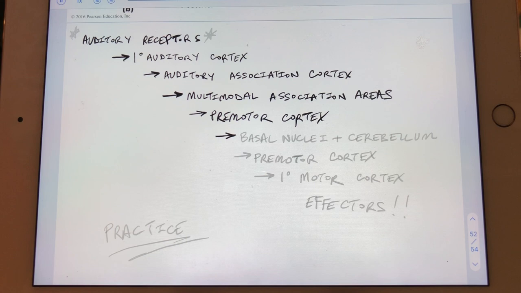Editors, very good. Who are the editors? Nice. Basal nuclei and, good, cerebellum. And we'll figure out what the cerebellum's specific job is later. Okay. Basal nuclei and cerebellum, they fine-tune. They polish off the motor plan, and they generate a final draft.